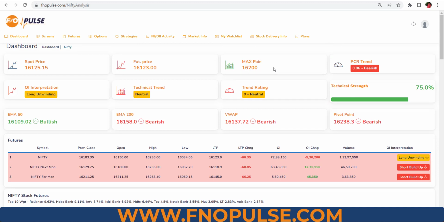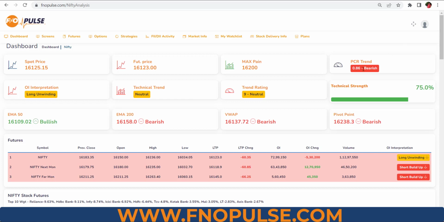For example, the market is going around 16,400. The max pain remains 16,200. In the second half of the market, it remains 16,200. The market is trading at 16,400. Definitely, the market will come to the 16,200 range. This is the max pain possibility in using FNO Pulse. You can understand it very clearly.